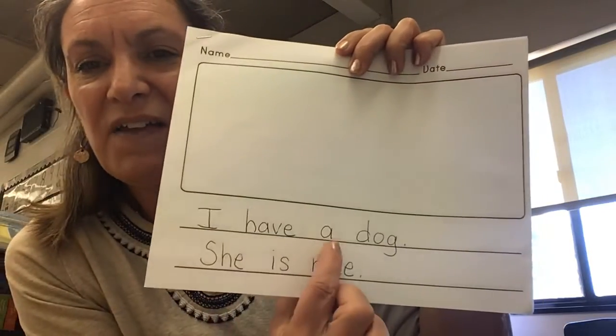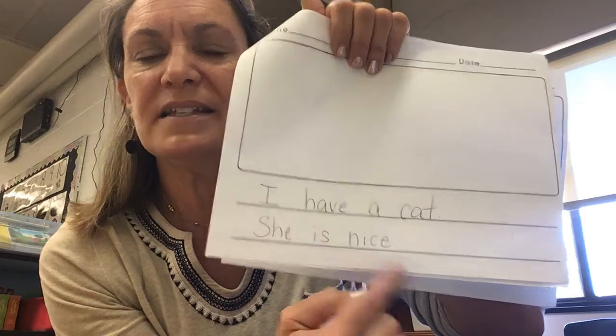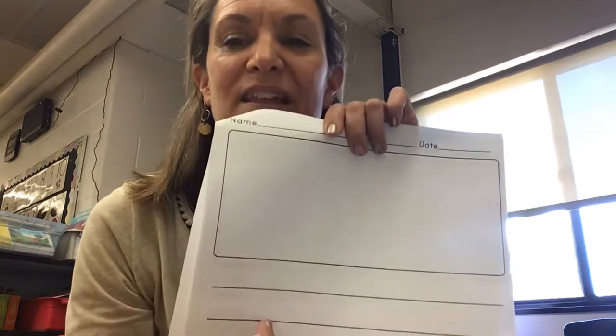All right, so I am ready to go on to my last page here. I have a dog. She is nice. I made a longer pattern. We're getting to be better writers. I have a cat. She is nice. And now I'm ready to continue on to the last page and do I have 2 kids. And then I get to kind of surprise the reader and say they are nice. All right? Then I can add my pictures.